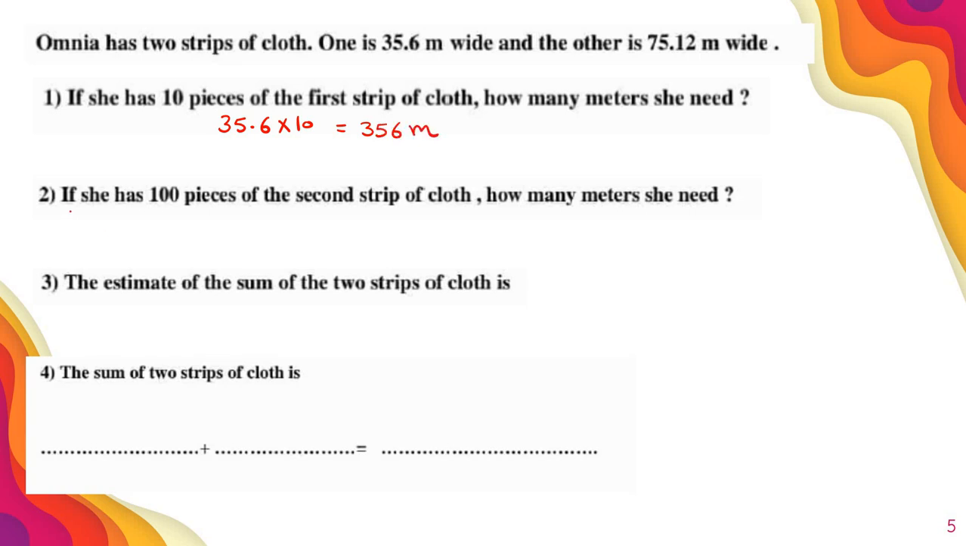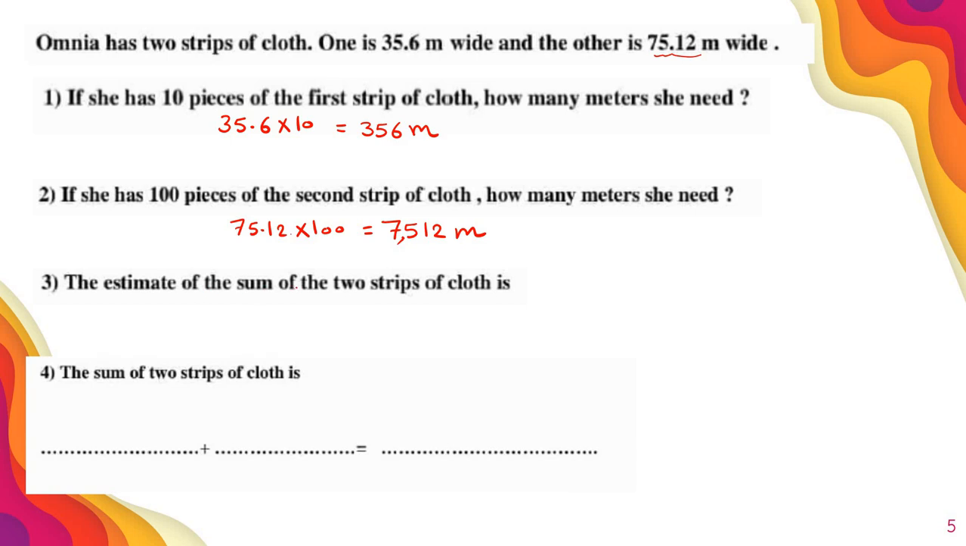356 meter. If she has 100 pieces of the second strip of cloth, how many meters does she need? So she has 100 of this part. So it will be 75.12 times 100. This time I will move the decimal point how many places? Two places, one, two, to the right because the number becomes bigger. So the answer will be 7,512 meters. And this is a comma, not a decimal point.